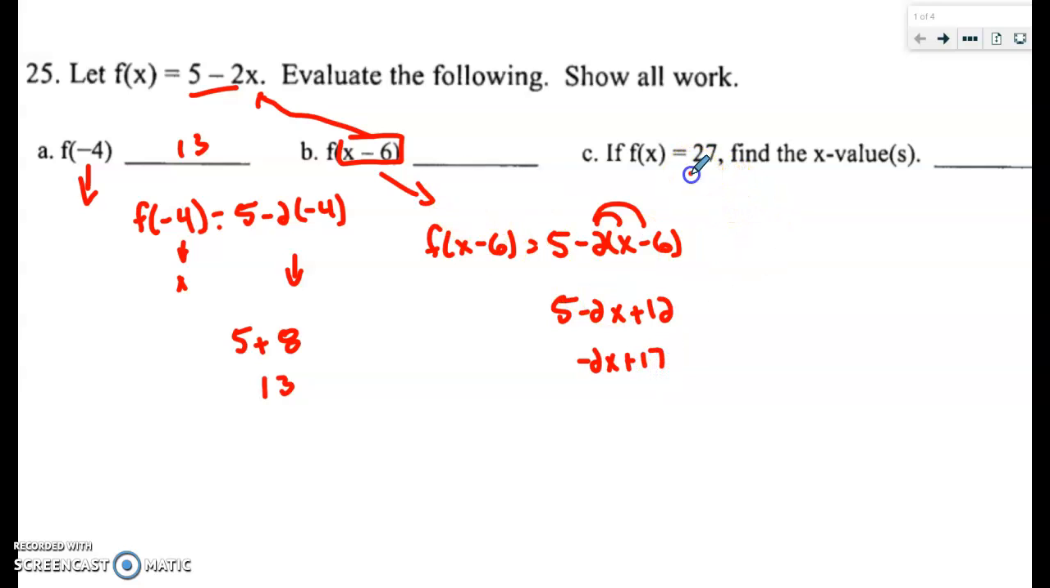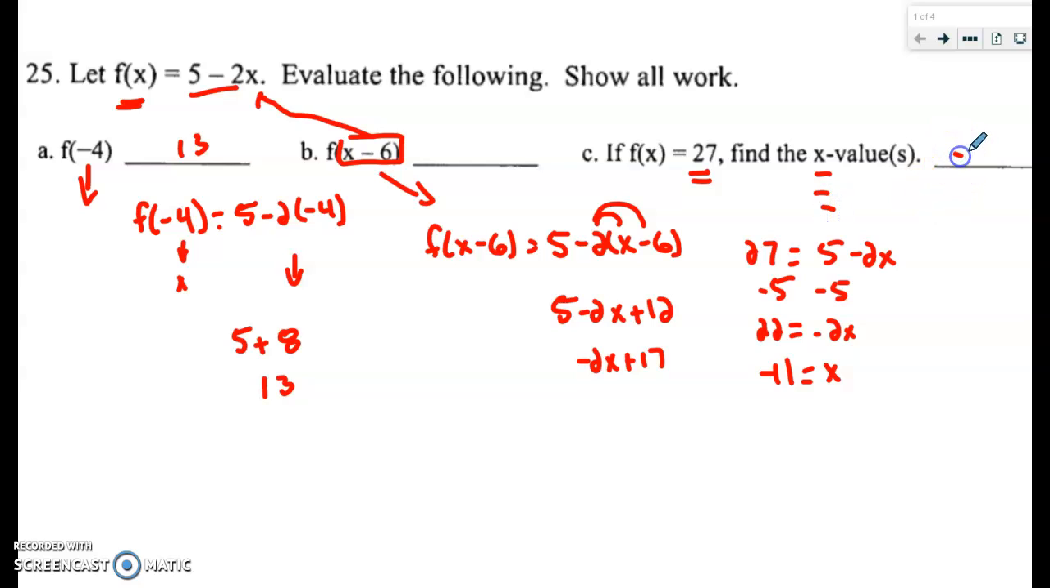Now, some people are confused about this. How do I find out the x values that make this true? So instead of me knowing x, I know what f of x is. So I know 27 is equal to 5 minus 2x. Now, I could easily solve this, and I could subtract 5 from both sides. And I would get 22 equals negative 2x, which means x is negative 11. That's what we're trying to find, the x values that make that true.